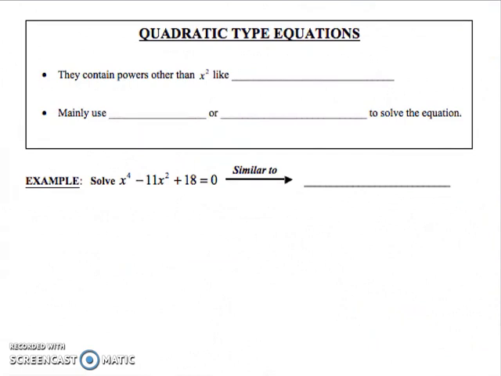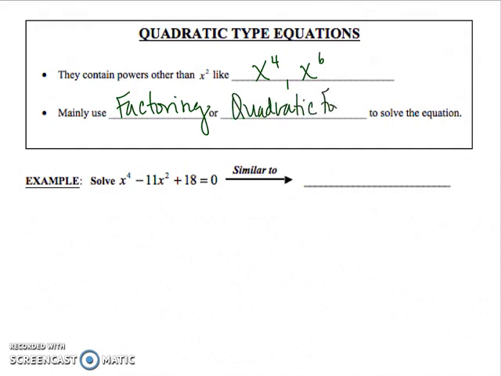Now we're going to change gears a little bit, and we're going to talk about what we call quadratic type equations. So these are equations that have the same form as a quadratic equation, but they're not quadratic. However, we can use some of the tools in our toolbox that we already know to try to solve them by treating them like they are quadratic equations. So these may contain powers other than x squared, like maybe it's going to be x to the fourth or x to the sixth, who knows? We're mainly going to use factoring to solve these, or possibly we'll use the quadratic formula.